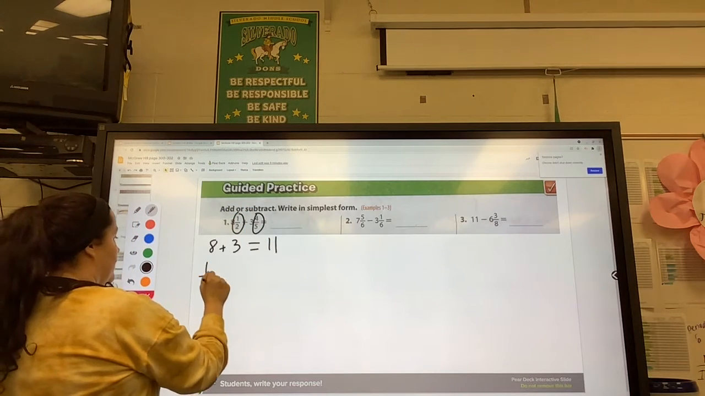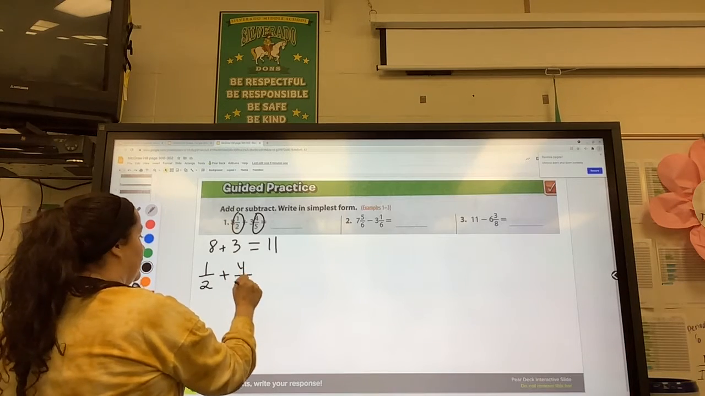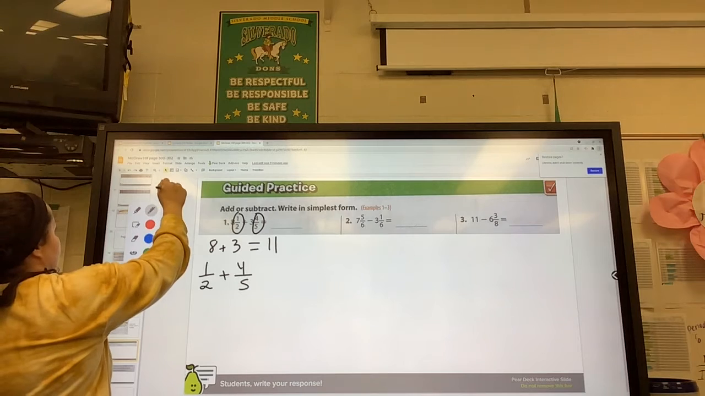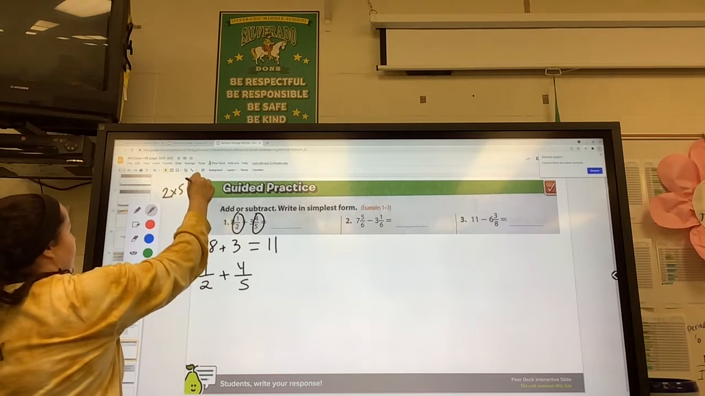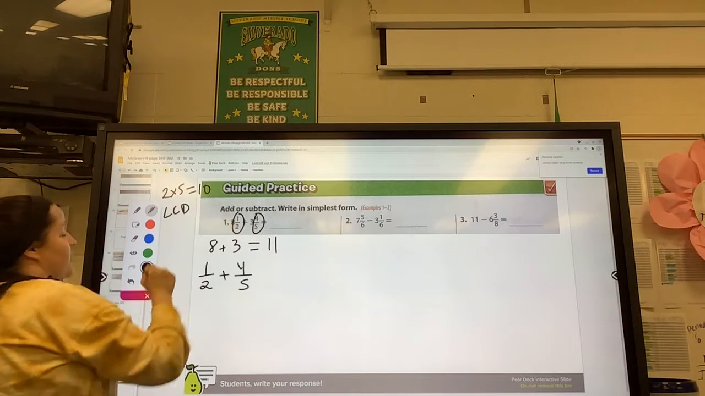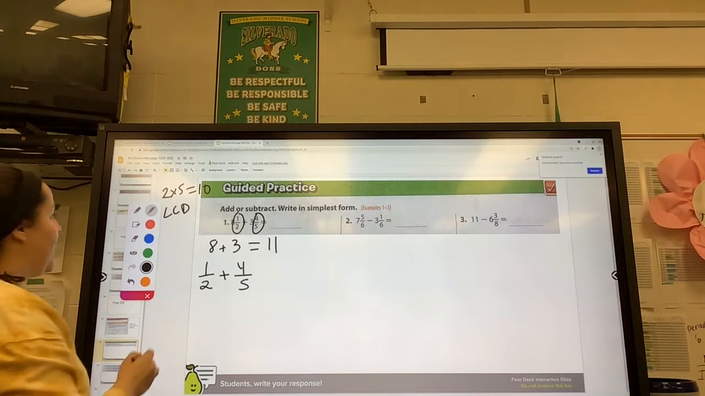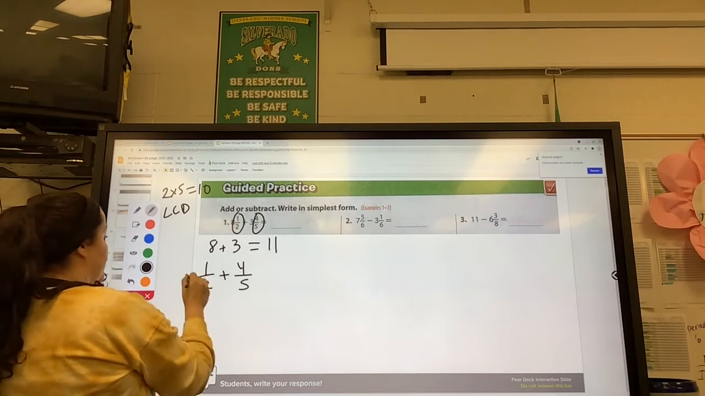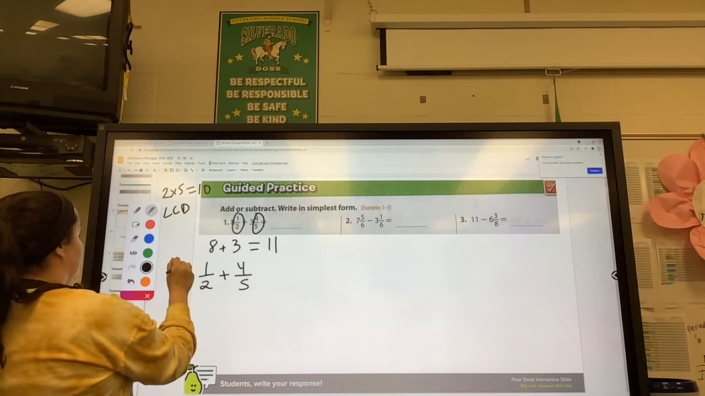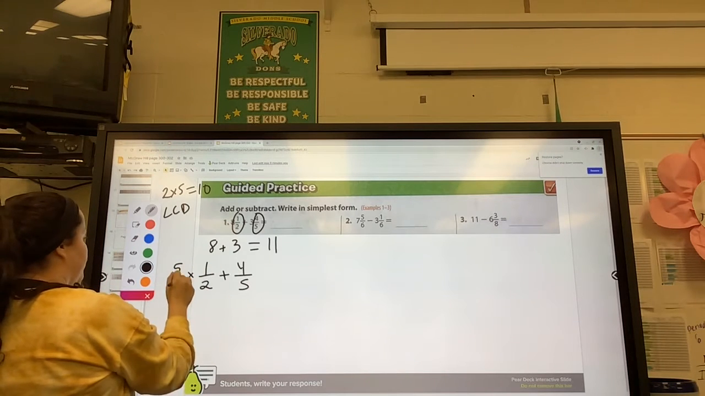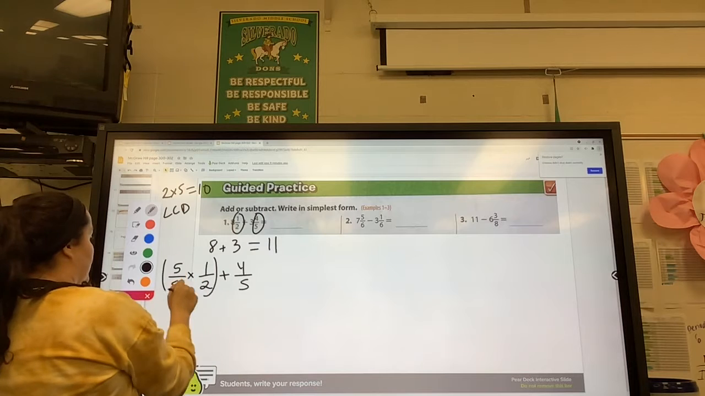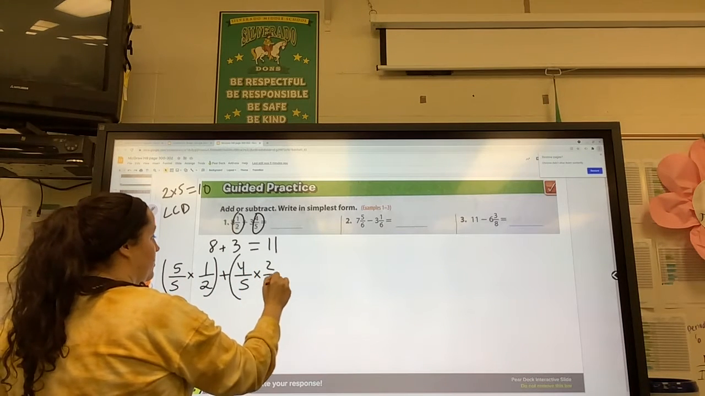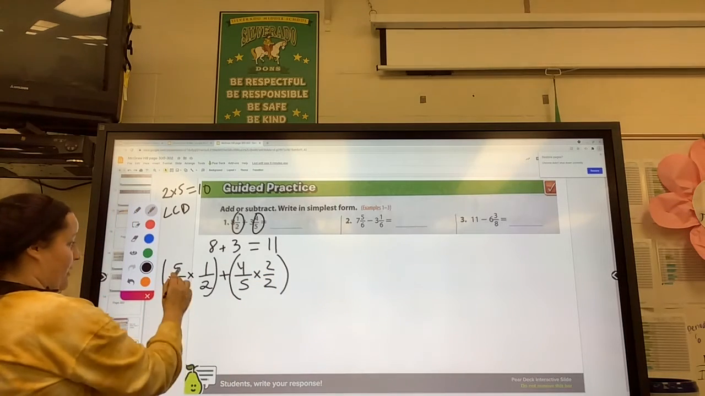1/2 plus 4/5. They don't have a common denominator, so I'm gonna multiply 2 times 5 to get 10. That's gonna be my least common denominator. Then I have to take that and convert both of these fractions. I'm gonna do it on the sides, so I'm gonna multiply this way. 1/2 times 5 over 5 will get me this fraction over 10. And 4/5 times 2 over 2 will get me that fraction over 10.